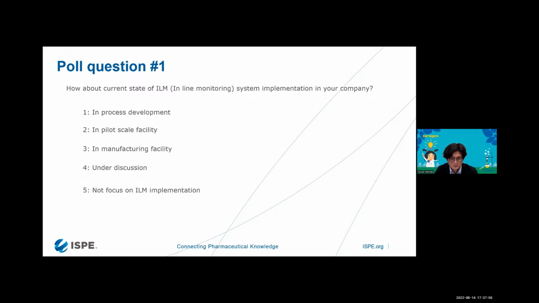Okay, so the results are showing about 13% for in process development. No one selected in pilot scale facility. In manufacturing facility is the greatest at 44%, under discussion at 25%, and not focused on ILM implementation at 19%. Thanks for your answer. So I know the current situation of the implementation of inline monitoring. Thank you, Jeffrey. I'd like to move to the next slide.